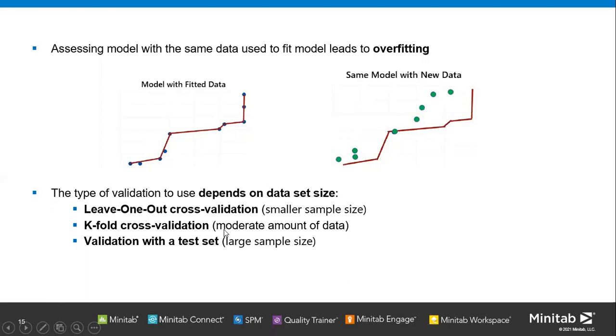Or let's say you have a moderate amount of data, we can go for K-fold cross validation. And if we have a large data set, you can go for validation with a test data set. Leave-one-out is an algorithm that cycles through all the rows, leaving out a single observation at a time and refitting the model. I think most of us know this one from regression.